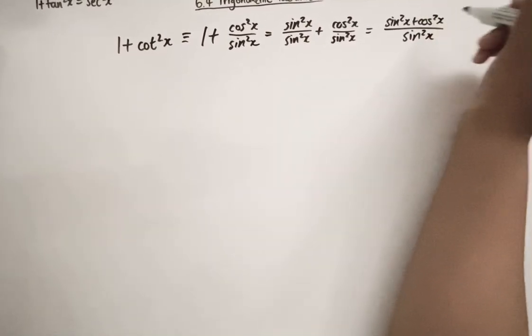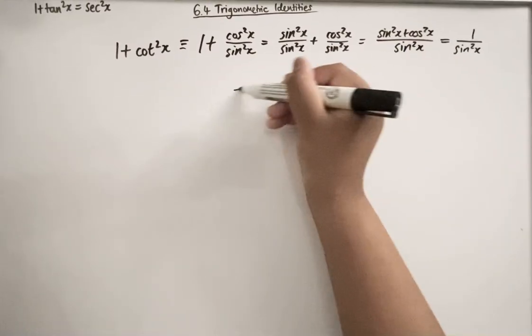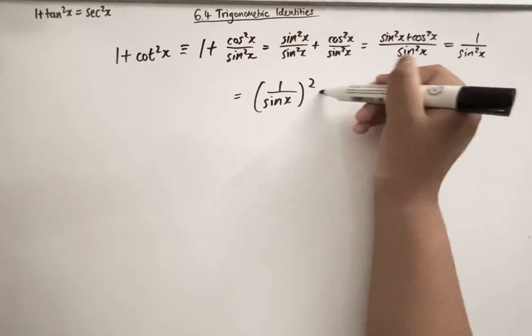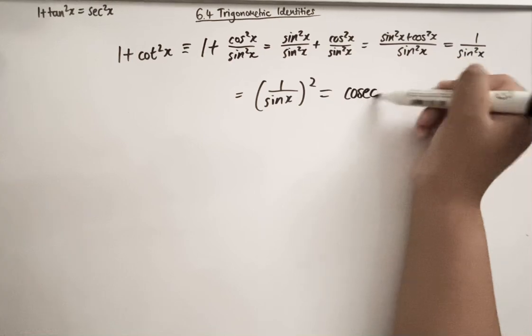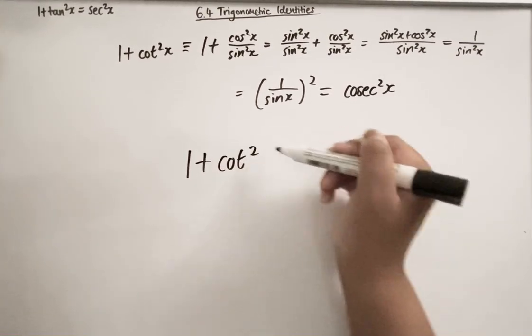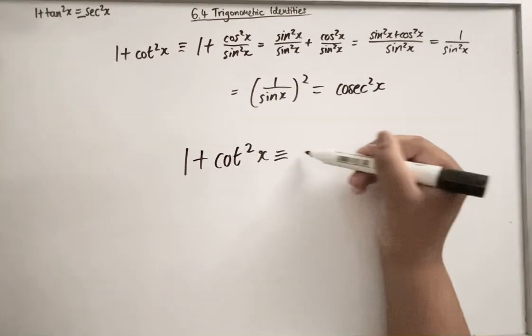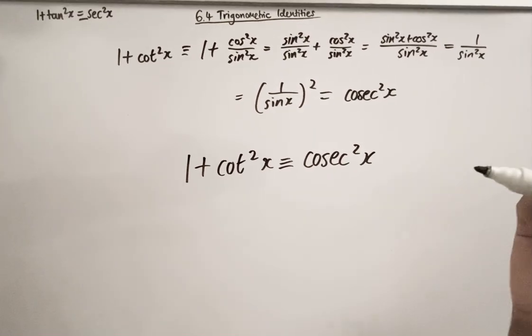And so sine squared plus cos squared is 1 over sine squared x, which is the same as 1 over sine x all squared. And 1 over sine x is cosec x. So this is cosec squared x. And so 1 plus cot squared x is equal to cosec squared x. And this is the second one that you need to remember.